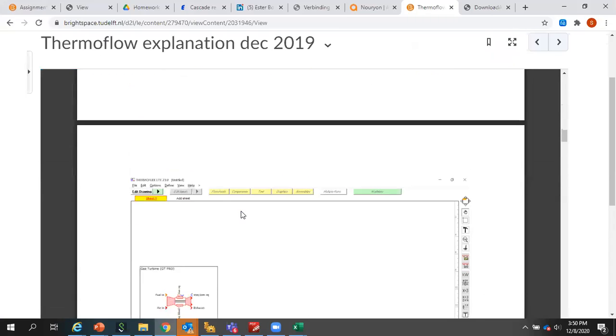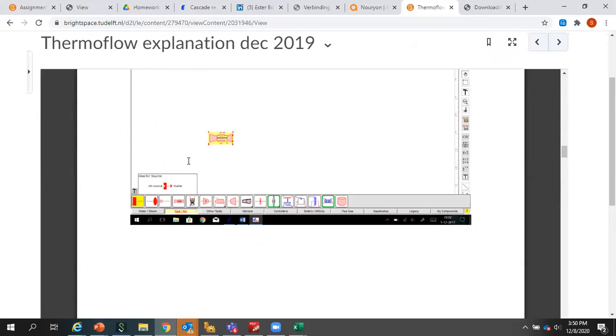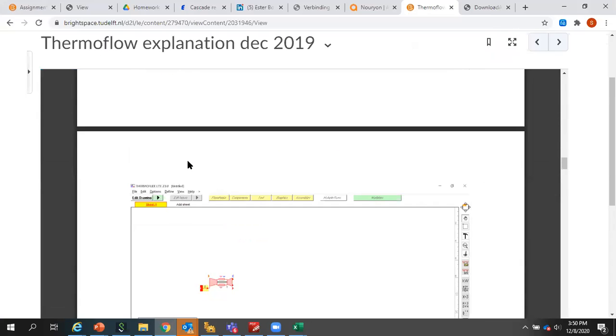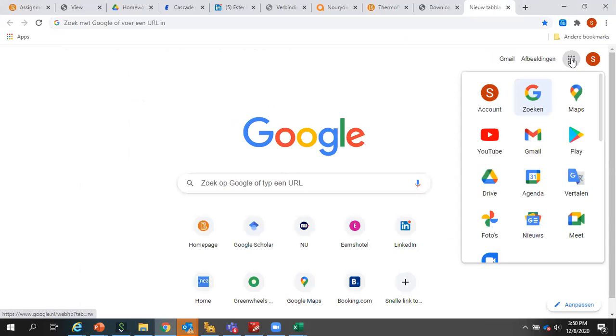The idea is really that you make a small gas turbine cycle. There's one gas turbine freely available in the model you can play with, so you can use that in your system, and you make a simple model of that. For the non-TU Delft students, wait a minute, we do it on Drive.